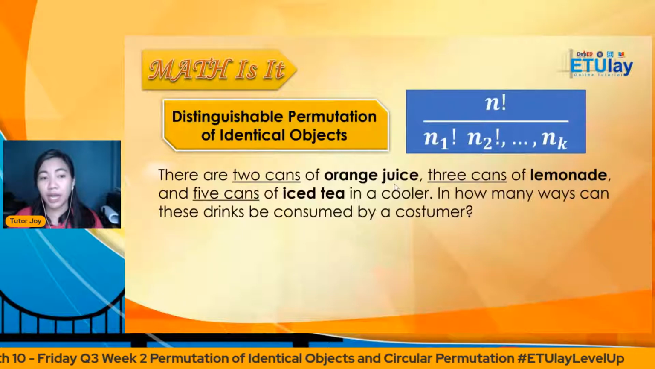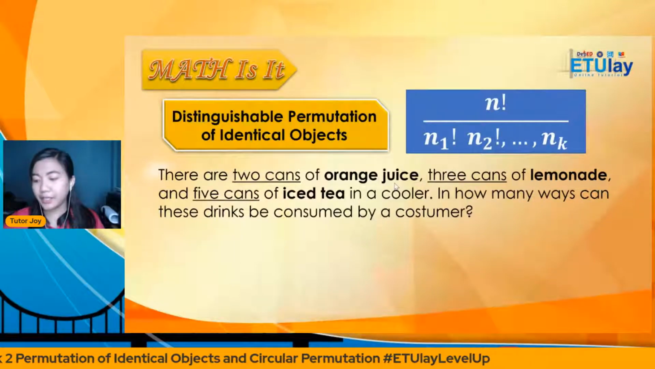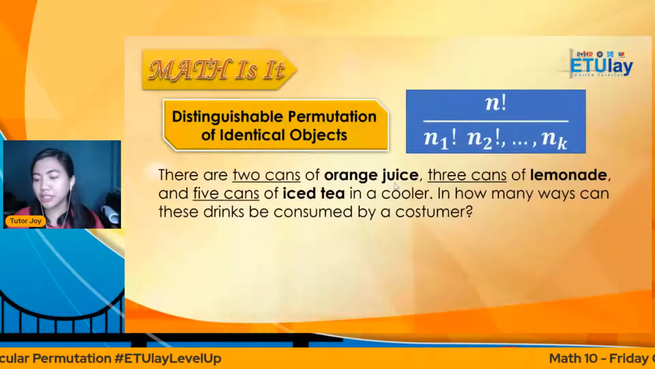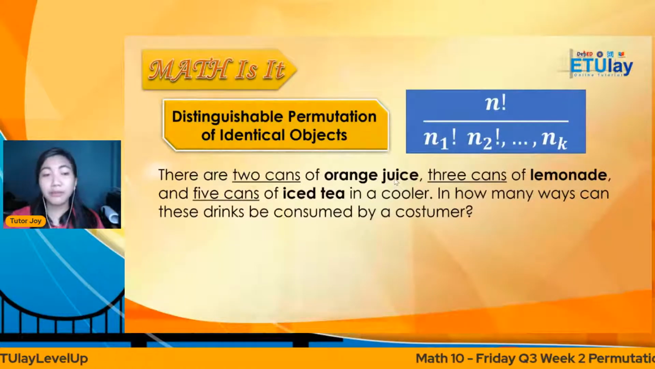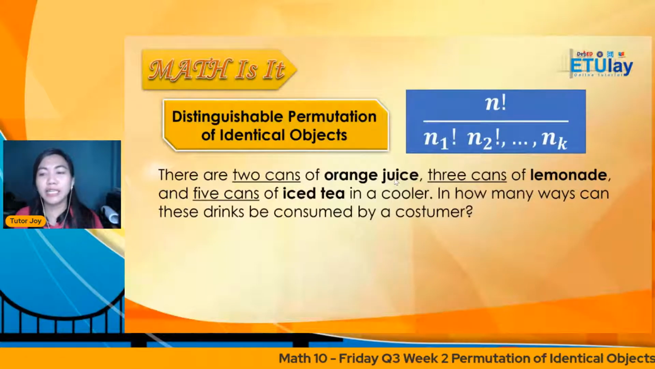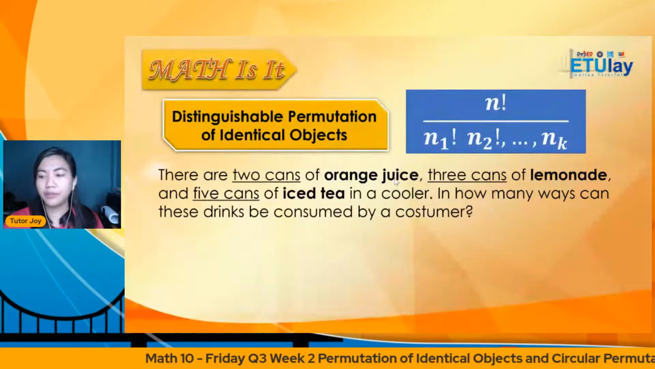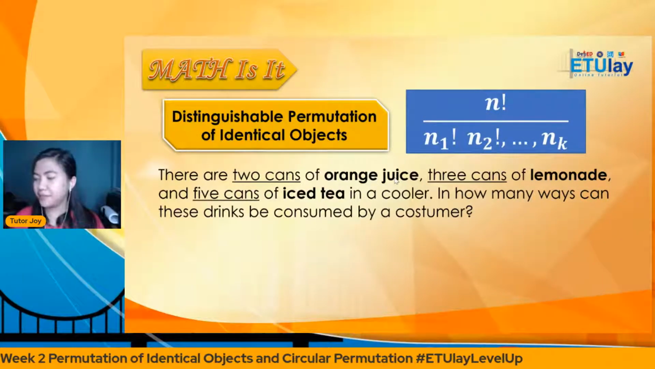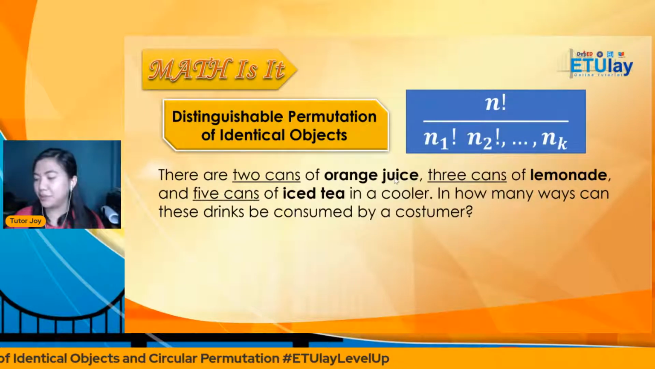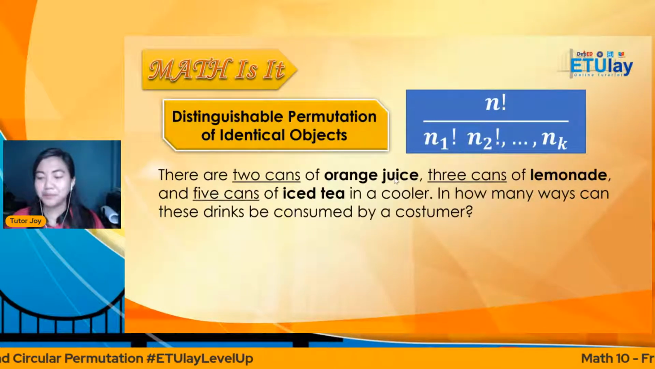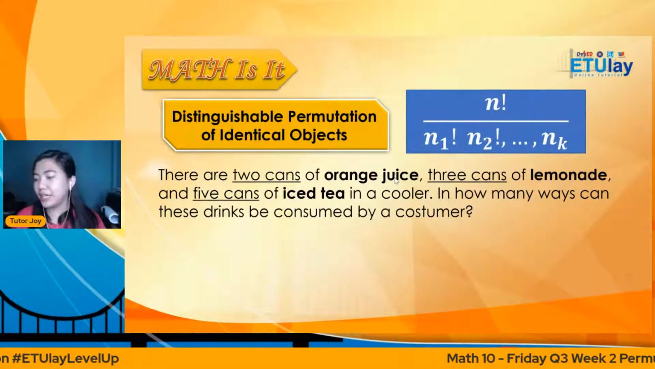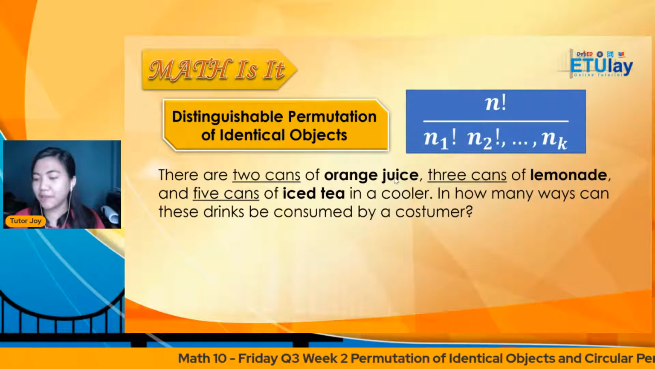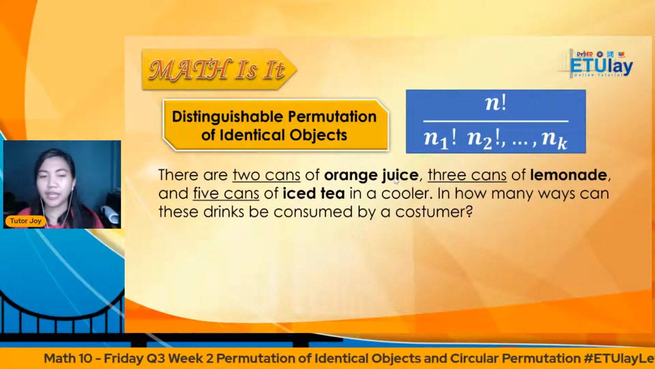Ayan, yung lemonade daw ay, ayan, we have 2 orange juice, sabi ni Regine. May 3 lemonade, may 5 iced tea. O ilan lahat ng drinks na meron tayo? All in all, we have correct. We have 10 drinks po, sabi ni Angela. Okay, sino kaya ang may sagot na? Pwedeng gumamit ng calculator, mathletes?